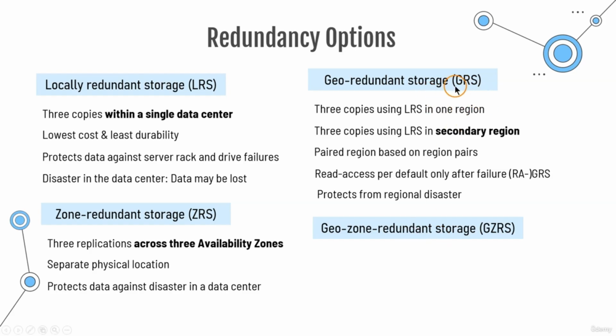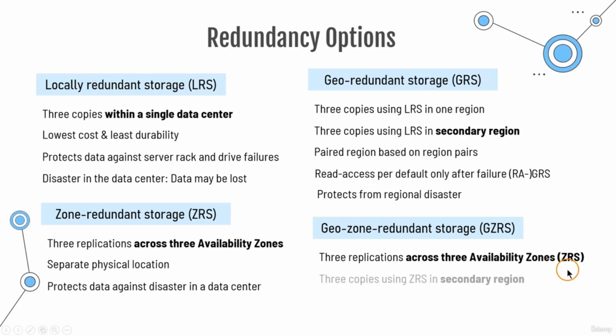This is now, as the name suggests, a combination of geo-redundant and zone redundant. This means we have 3 replications across 3 availability zones. So this is a zone redundant storage, but then we have also 3 additional copies in the secondary region using zone redundancy, again replicating across 3 availability zones. And with that, we now have the maximum durability, availability, and consistency. These are the redundancy options that we have available in our storage account.